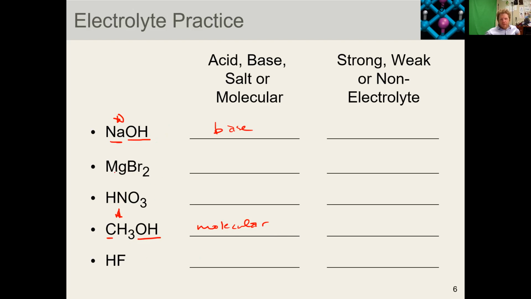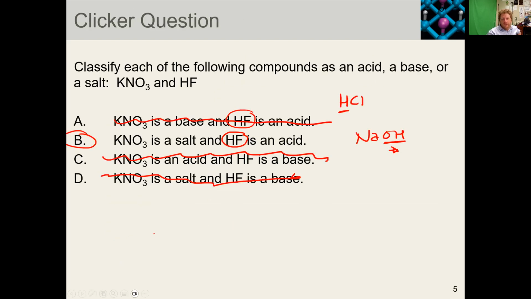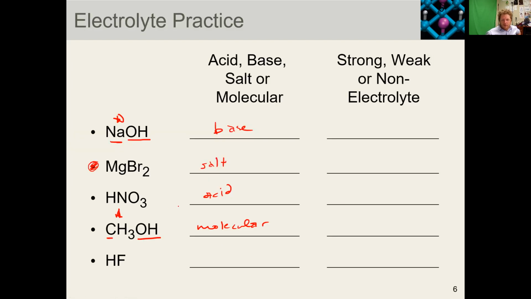Now let's go to the second option, MgBr2. That's magnesium and bromide. This is a salt. This is an ionic compound. Next up is HNO3. This is nitric acid. This is one of your 7 strong acids. So this is an acid. The last one is HF. HF, we saw in the previous slide, it is an acid.